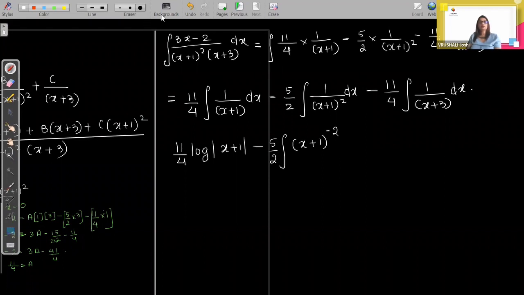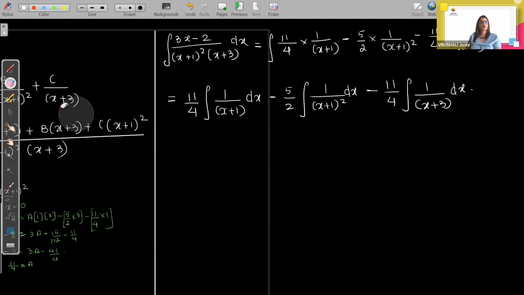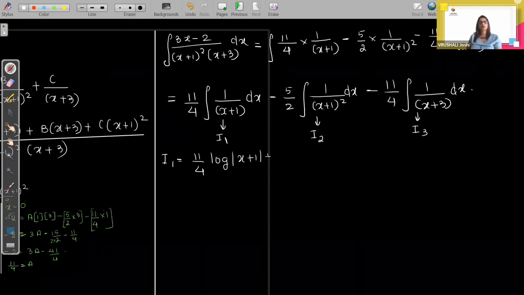इसे नहीं लिखना चाहिए, गलत चीज है ये. एक काम करते हैं, I1, I2, I3 करते हैं, बेटर है. करेक्ट? So this is going to be your I1, this is going to be your I2 and this is going to be your I3. अगर किसी को समझ में नहीं आ रहा है तो बेटर है कि हम लोग ऐसे करें. तो I1 let us solve. I1 is easy. It is equal to 11 by 4 log of modulus x plus 1 plus c1.